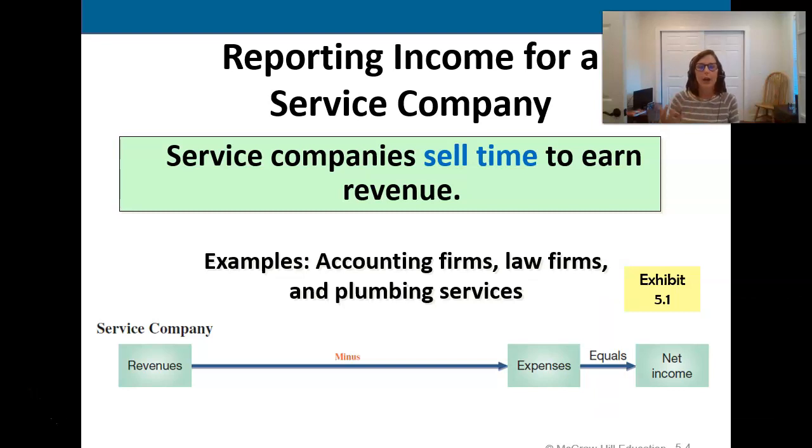And this is sort of a graphical representation so that you can compare what the income statement would look like and how that differs from a service company versus a merchandising company. So here we have a law firm, or it could be a plumber or anybody, and we've got revenue. Then we're going to, from that, subtract our expenses, and that's going to equal net income.